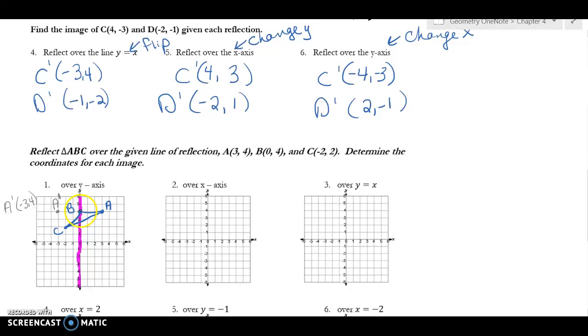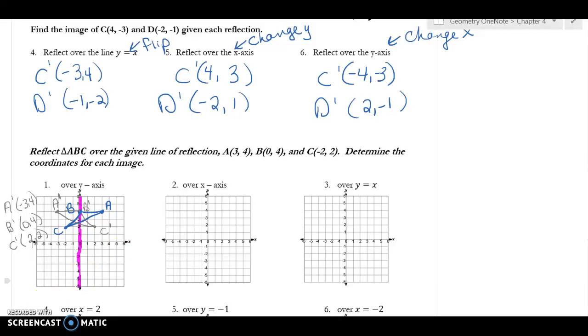B prime is the same place. Sometimes you're going to have things that are on the same spot because it's on the axis. And then C is 2 away, so I go 2 away. And so now here is my triangle. So B prime stayed at the same spot, and C prime became +2, 2. Okay, so why don't you try number 2 and 3 on your own, and then press play when you think you have it.